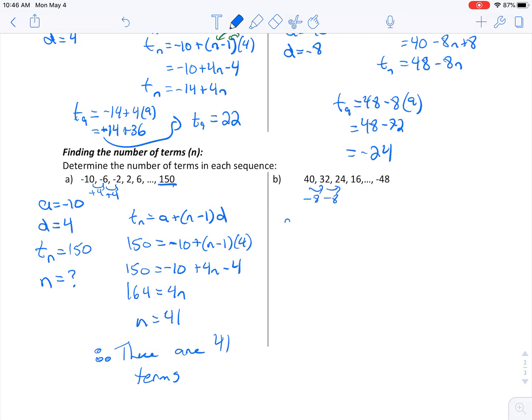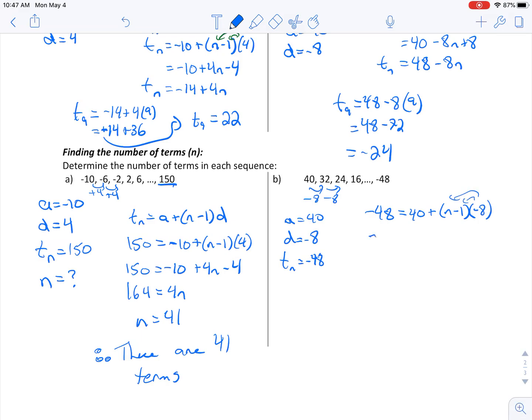So try this one out, see if you get it. Again, you can skip through if you want. So my common difference is negative 8. My A is 40. And T sub n is negative 48. So I'm just going to jump right in.